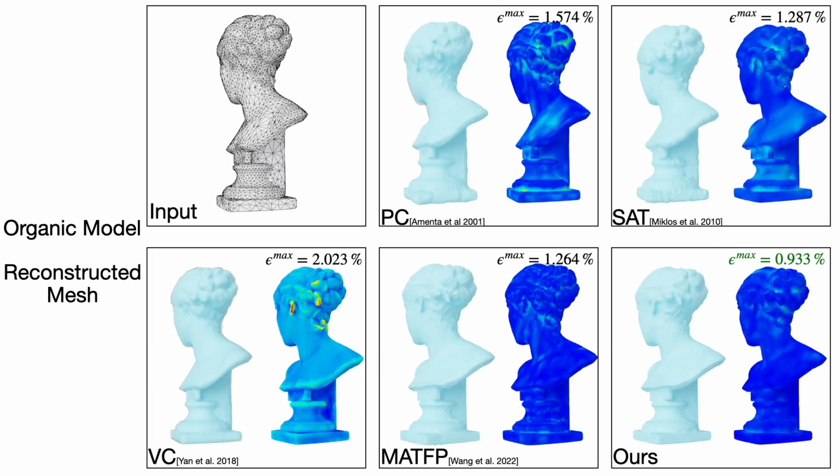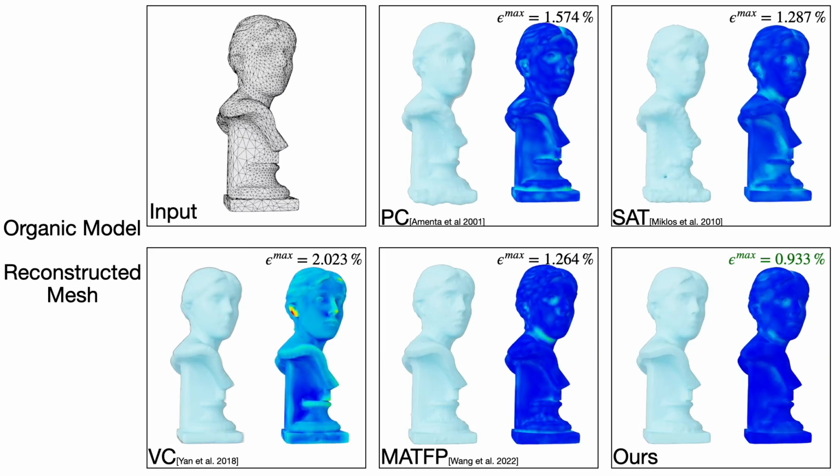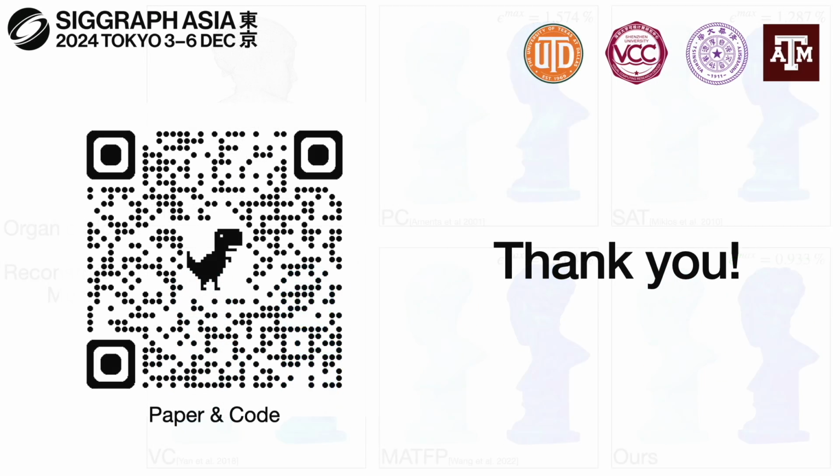Here we show the reconstructed meshes and the color-coded distribution of two-sided Hausdorff errors between the input surface and the reconstructed surface. For more results and experiments, please refer to our paper.